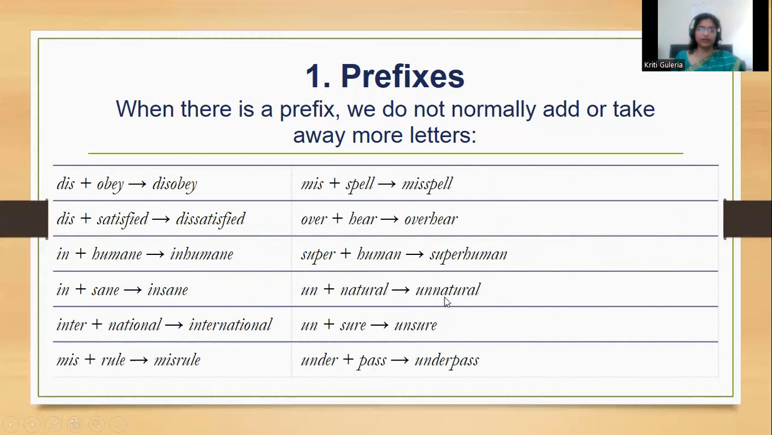See, over here, the entire word and all the alphabets are intact. Neither is any letter being taken away, nor deleted, nor added. So if it is unnatural, we can see double N coming over here, right? So in all the words, we have maintained the original word while adding prefix. Similarly, on adding un to sure, it becomes unsure, and adding under to pass, it becomes underpass. So here we added prefixes to certain words, but the spelling doesn't change, only the new word is being created.